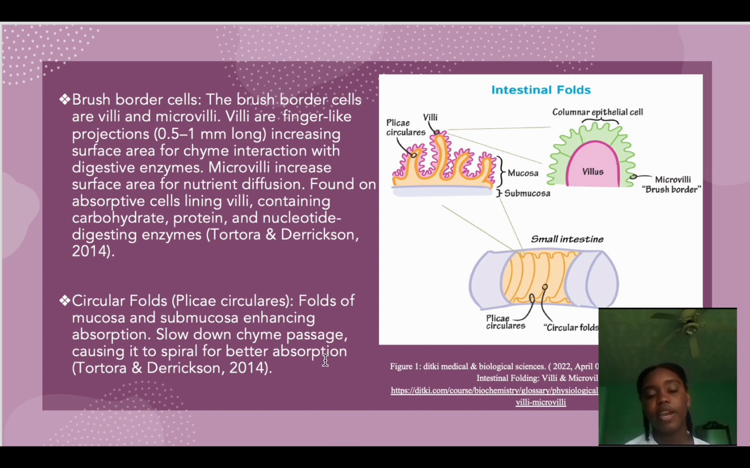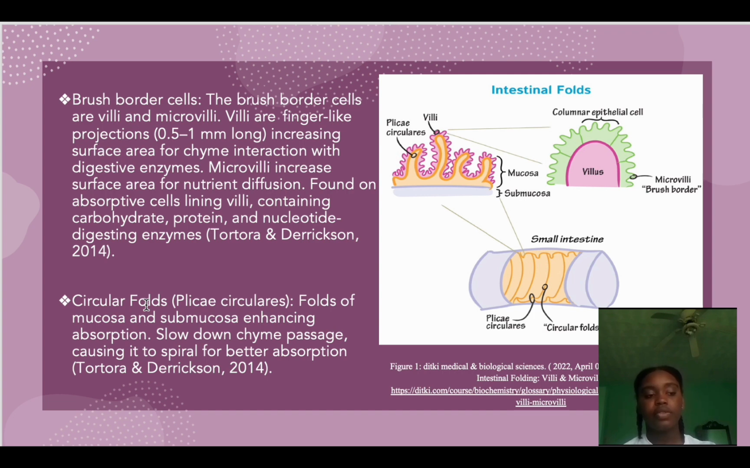Next up, we have the microvilli. The microvilli cover the surface of the villi, forming the brush border. This brush border contains various enzymes crucial for breaking down carbohydrates, proteins, and nucleotides. Microvilli further increase the surface area, aiding in the diffusion of digested nutrients into absorptive cells.